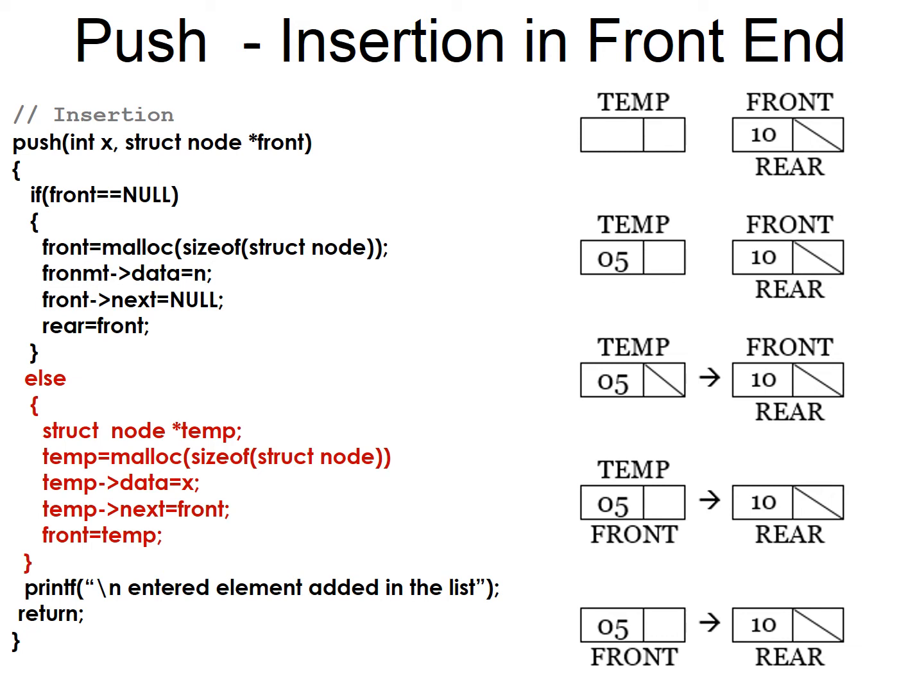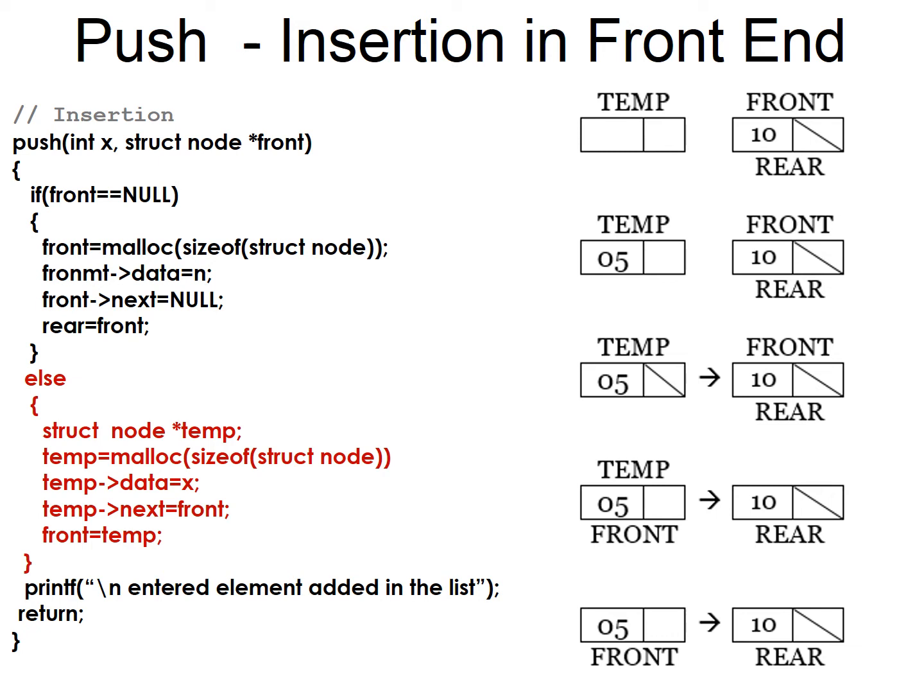Now what I'm going to do here is insert a new element before the front node. So I am going to create a new node called temp. How do I create it? temp is equal to malloc of sizeof struct node. Now we know the basic operation of what we have to do. We will store the value in the data part. So temp of data is equal to x. So 5 is stored in the new node.